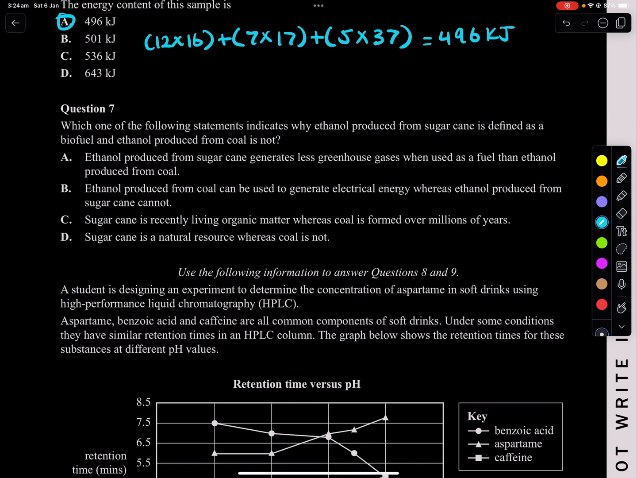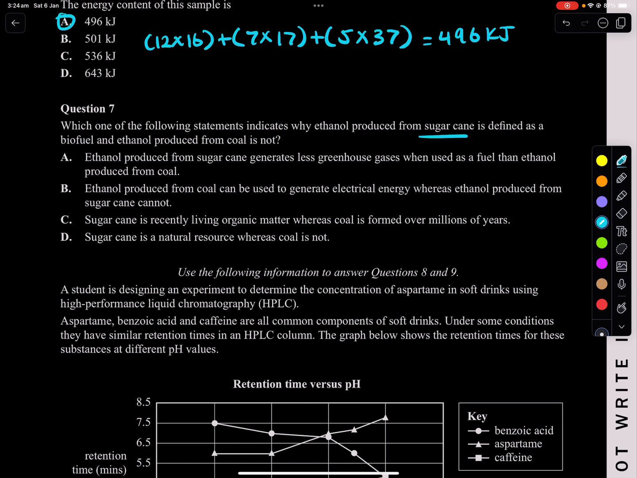Question 7. Which of the following statements indicates why ethanol produced from sugarcane is defined as a biofuel and ethanol produced from coal is not? Okay? Now, you should straight away know it because what is a biofuel? Well, it can be renewed quicker. So, this is the definition. Sugarcane can be grown quicker. As we can see, it can be replenished as quick as we are consuming it.